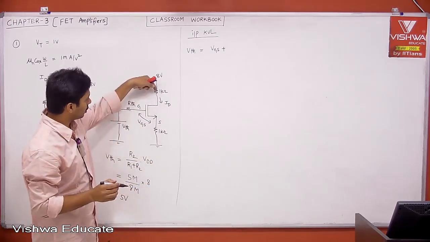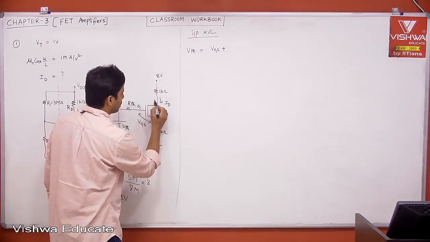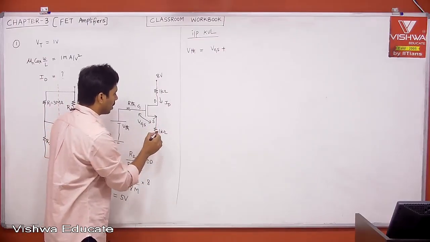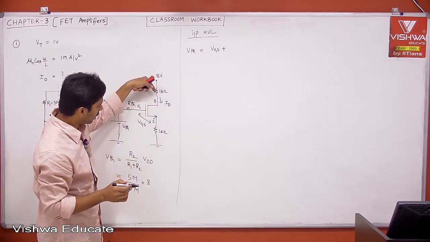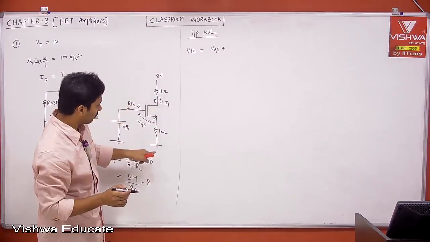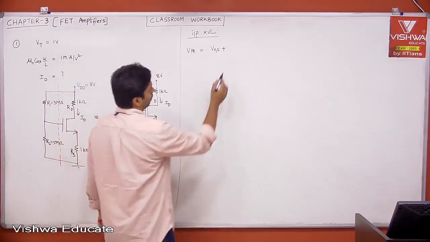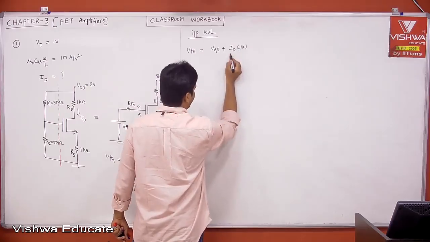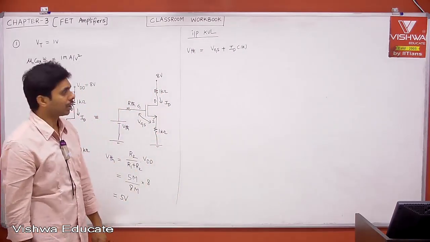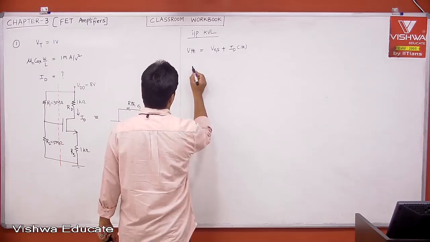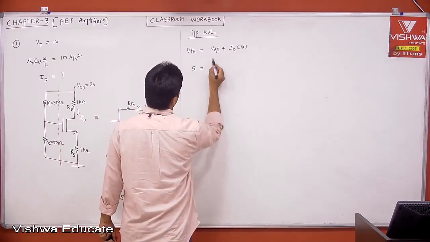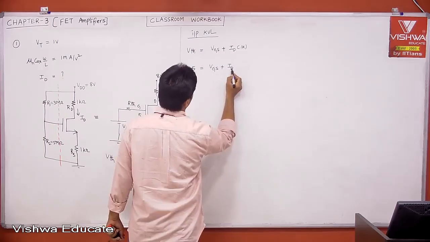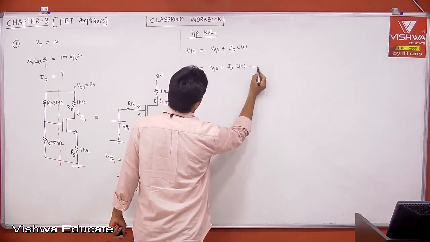What is the current which is flowing through? This is the drain, right? Therefore, what is the drop across 1K? The current which is entering into the drain, the same current is coming out of the source. Therefore, ID into 1K. Our aim is to find ID only. Therefore, you know V Thevenin 5 is equal to VGS, which is not known to you, plus ID into 1K. This is our equation 1.